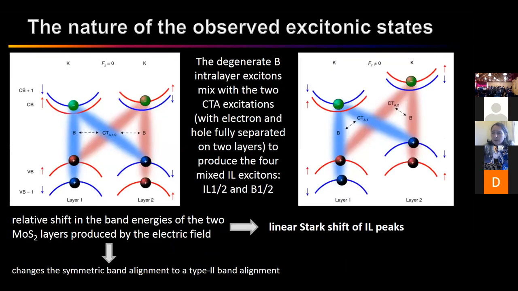This observed linear Stark shift of these interlayer peaks is a direct consequence of the relative shift in the band energies of the two MoS2 layers produced by the electric field, which also changes the band alignment to a type 2 band alignment. According to the calculations, the degenerate B interlayer exciton mixes with the two charge transfer A excitons, with electron and hole fully separated into two layers, to produce the four mixed interlayer excitons that we denote here as IL1, 2, and B1 and 2.